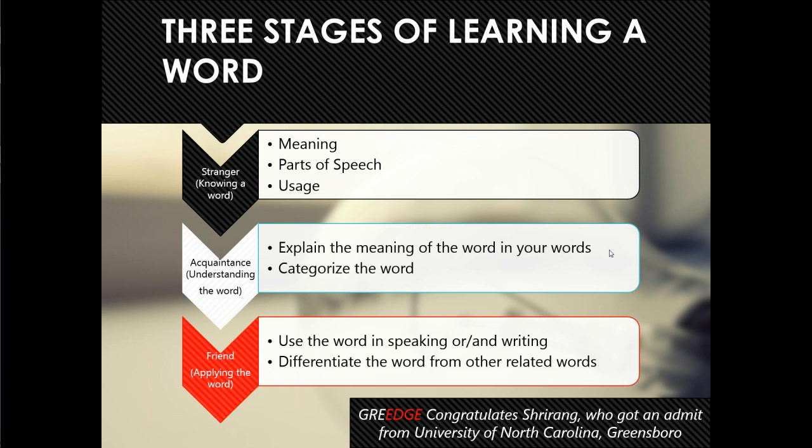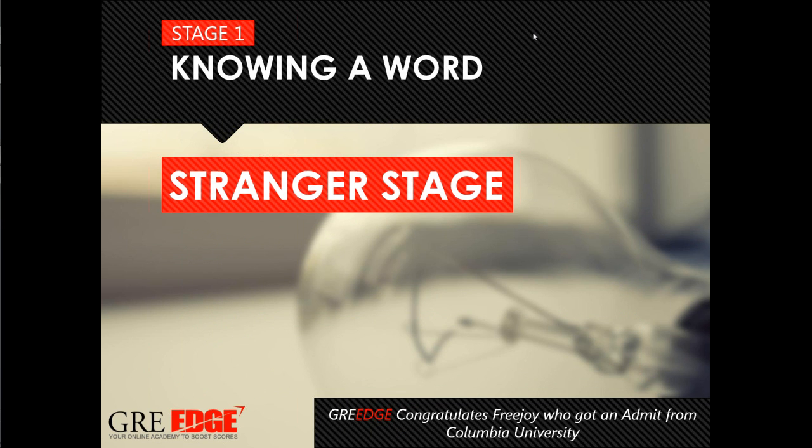We'll look at each stage of word learning very closely, and we'll analyze how to approach a word when it's in those individual stages. Now, coming to the stranger stage. Let's do one thing. I'll give you an example of a GRE word, and then I'll show you how to go through each stage and learn that particular word. Would that be fine? Yes. Examples are much better, aren't they?